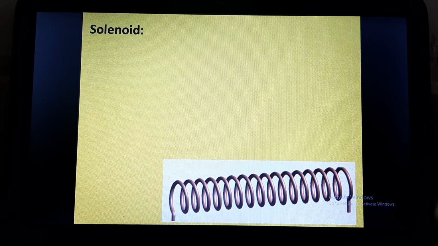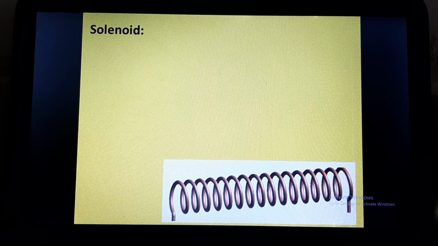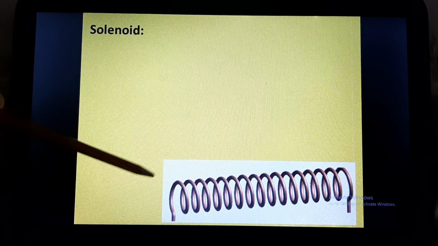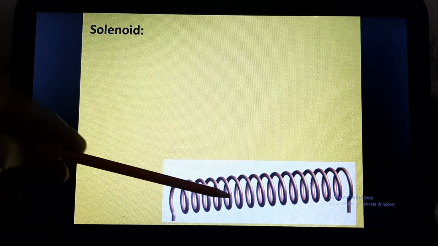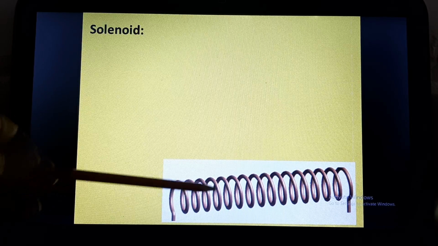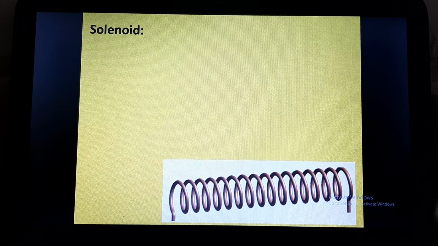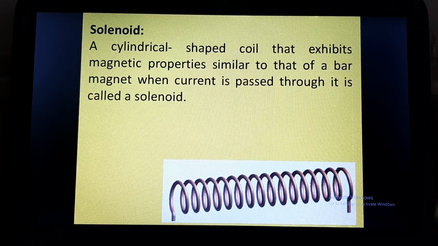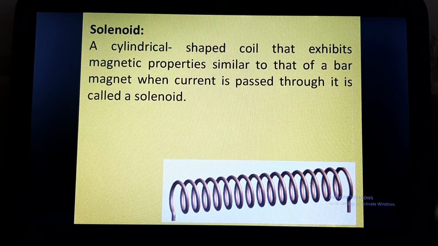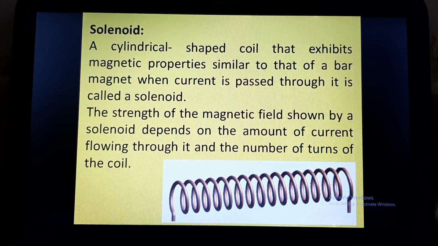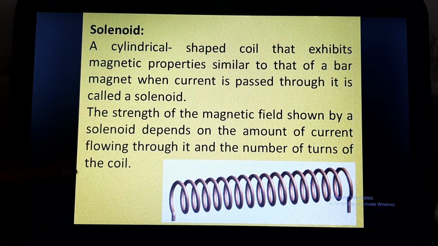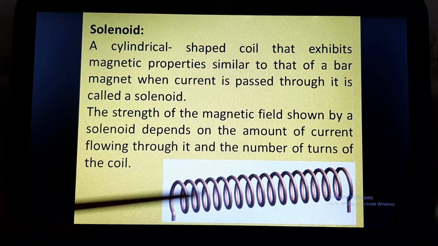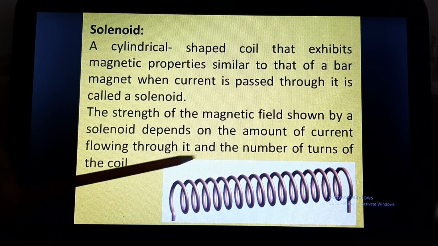Now we'll be studying about solenoid. This is the coil structure of a metal or conductor, which, if the current passes through it, can work as a magnet. So a cylindrical shaped coil that exhibits magnetic properties similar to that of a bar magnet, which is a permanent magnet, when current is passed through it, is called a solenoid. The strength of the magnetic field shown by a solenoid depends upon the amount of current flowing through it and the number of turns of the coil.